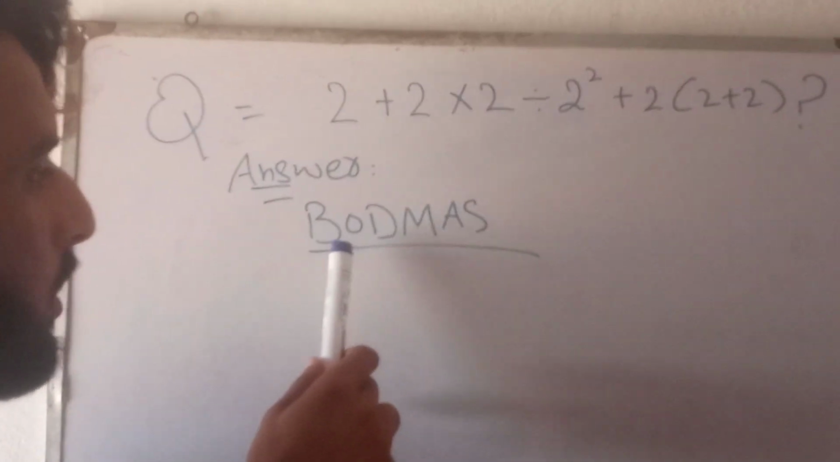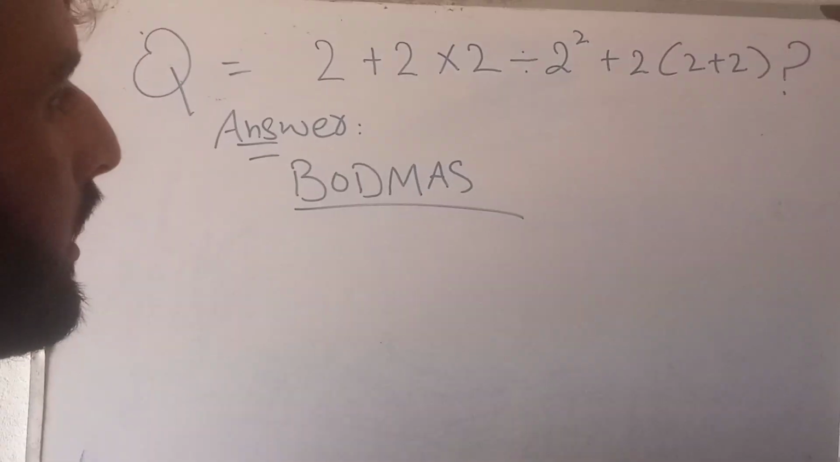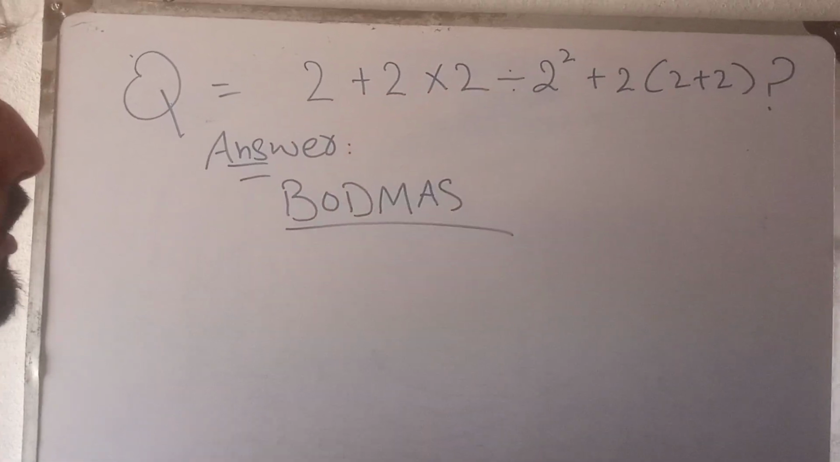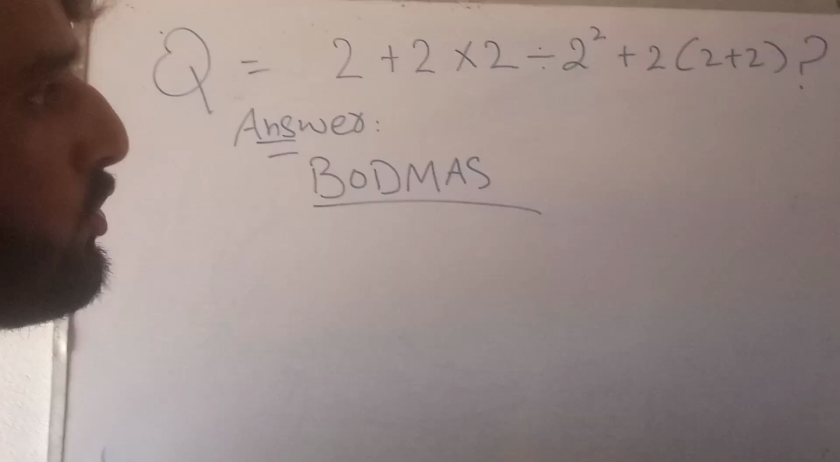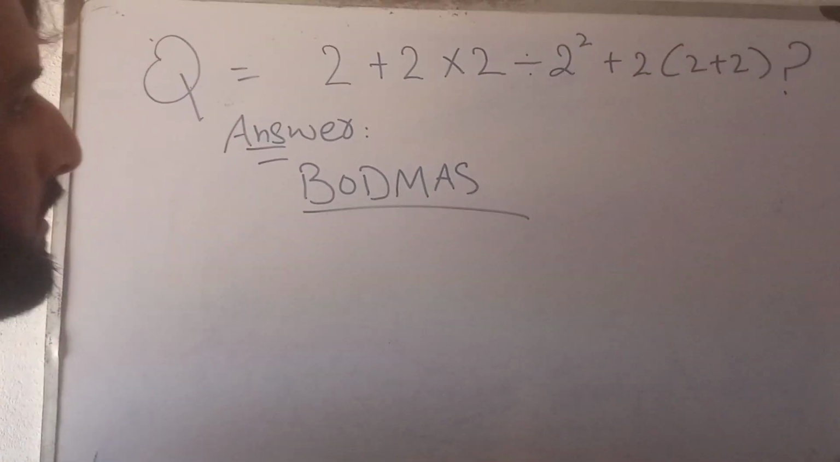Today we will look at the BODMAS rule in math, and how to use this rule with an example. Today we have the example: 2 plus 2 multiplied by 2 divided by 2 to the power 2 plus 2, in brackets 2 plus 2, is equal to what? What is the answer to this question?